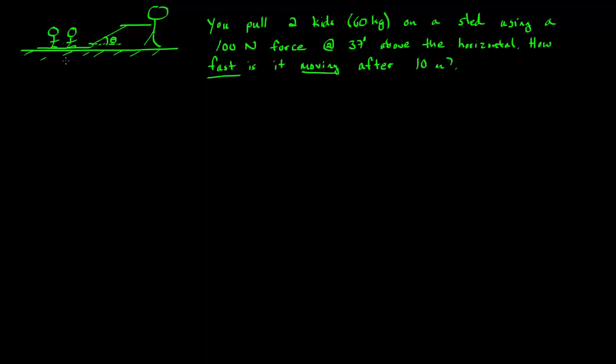So let's start with a force diagram. Our object of interest is going to be the kids on the sled. So it's all of this stuff, which is what they tell us, 60 kilograms. So I'll put a 60 in here. And then we have the force of gravity acting on them. And then we have the tension in the rope, which they say is equal to 100 newtons.